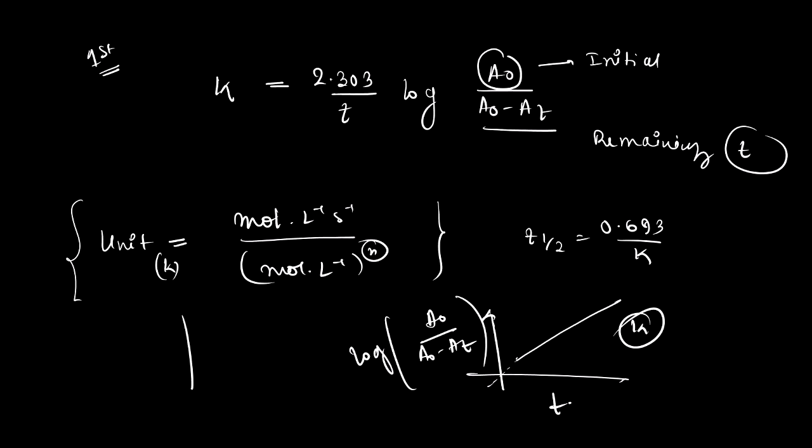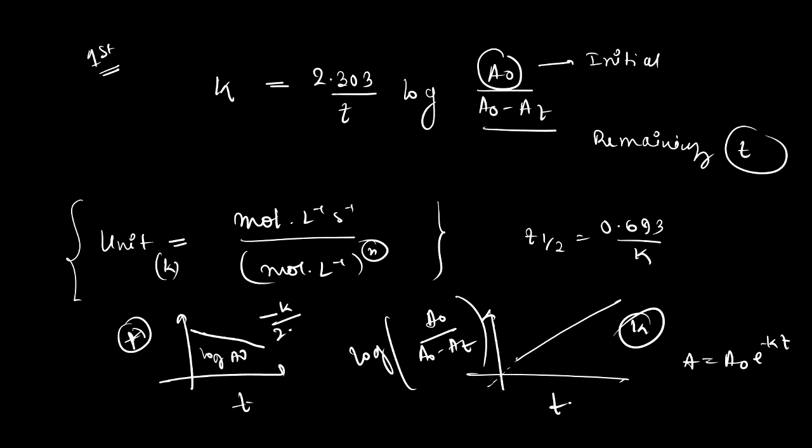We can draw the plot of reactant versus time also, because we know A is equal to A0 e to the power minus Kt. If we plot log of reactant concentration A versus time, it will look like a straight line with a negative slope, the intercept will be log of A0, and the slope will be minus K by 2.303. And the plots are also very important. For different orders of the reaction, we can get different plots. So this is the overall thing of chemical kinetics.